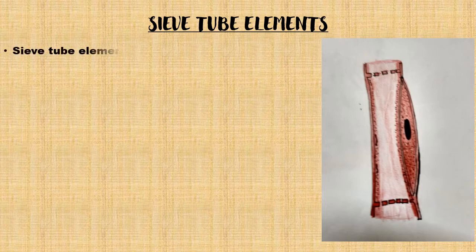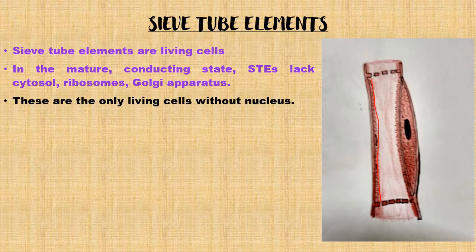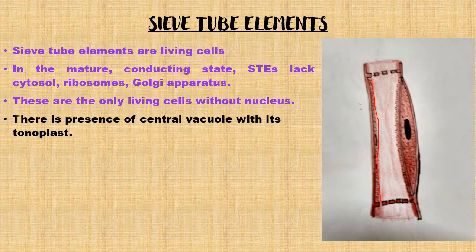Sieve tube elements are the first element and these are living cells. In the mature state, sieve tube elements do not have a nucleus, ribosomes or Golgi apparatus, though they are living. We find very little cytoplasm which is attached to the plasma membrane. They do not have a nucleus. It's an important feature. The only cell without a nucleus is the sieve tube cell.